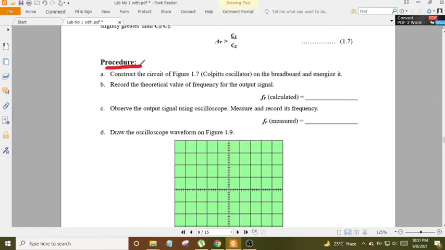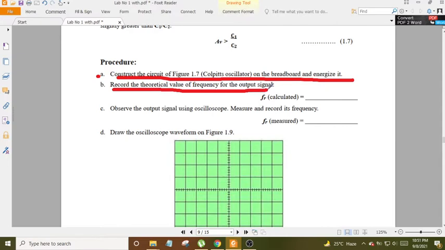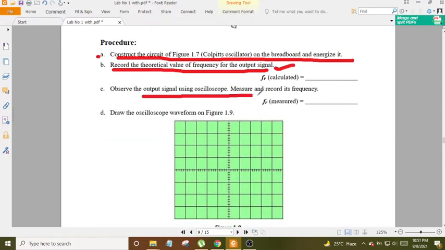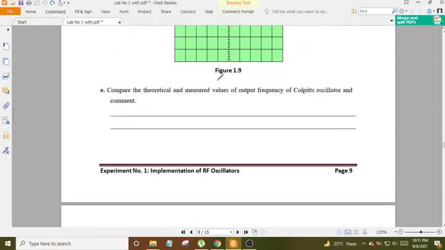Procedure. A. Construct the circuit of figure 1.7, the Colpitts oscillator, on the breadboard and energize it. B. Record the theoretical value of frequency for the output signal. f_r calculated equals. C. Observe the output signal using an oscilloscope. D. Measure and record its frequency. f_r measured equals. E. Draw the oscilloscope waveform on figure 1.9. F. Compare the theoretical and measured values of output frequency of the Colpitts oscillator and comment.